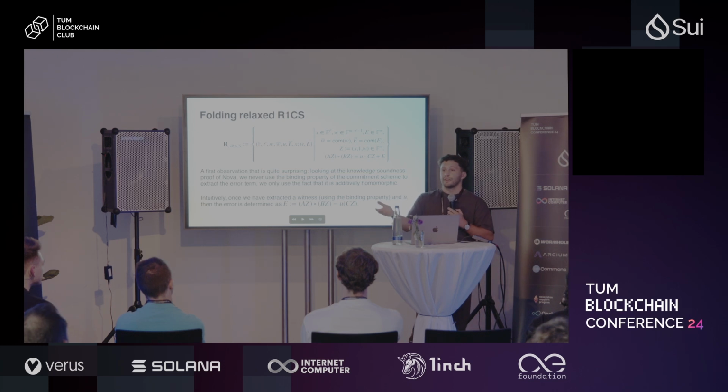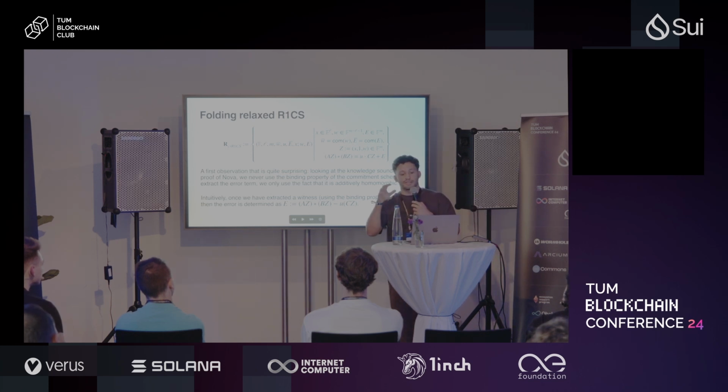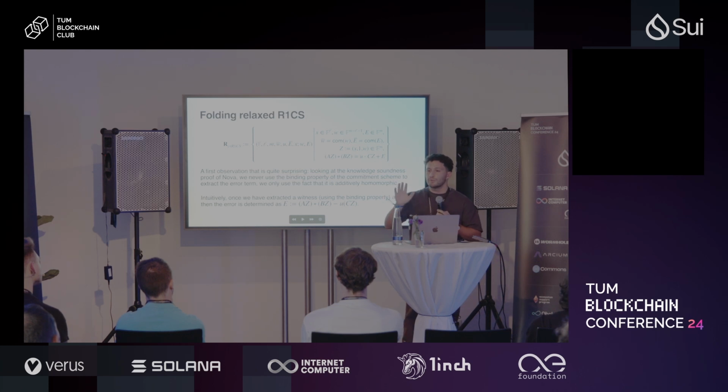You actually only use the fact that it's additively homomorphic. So intuitively what is happening is, once you have extracted the witness using the binding property, the error is actually determined, because you can just take AZ times BZ minus CZ. But now think about it, you never use the binding property, but you use the additively homomorphic property.